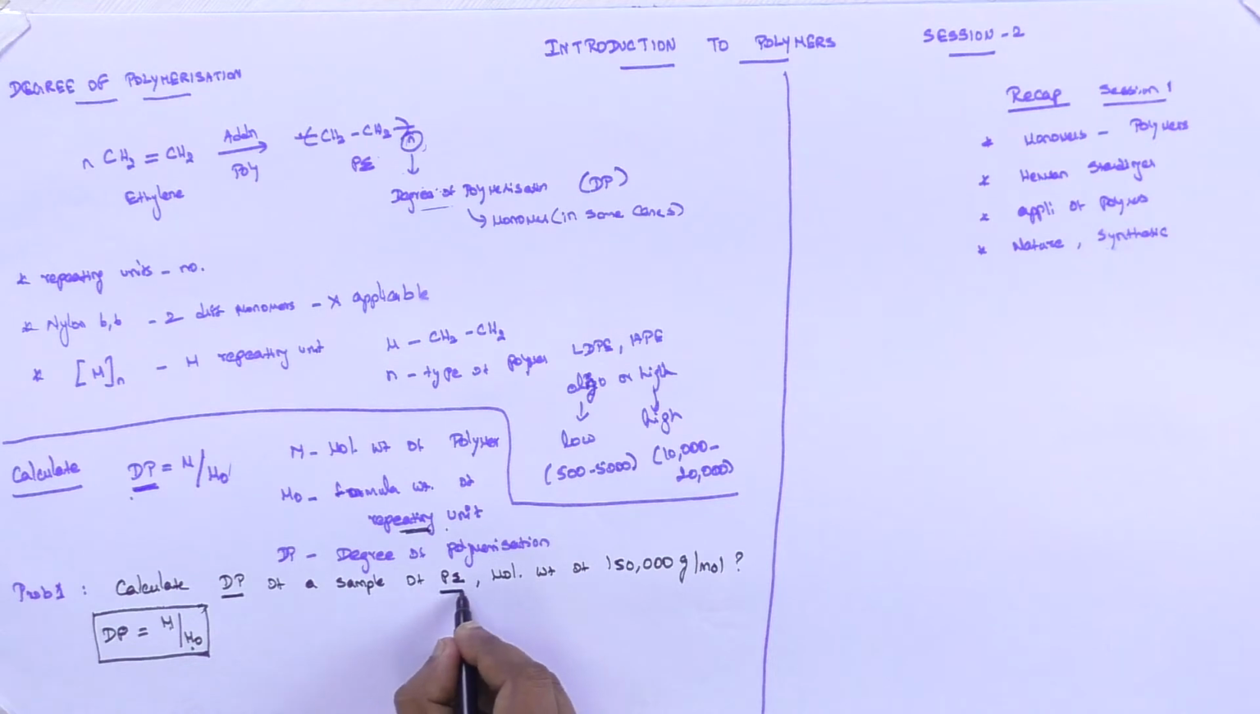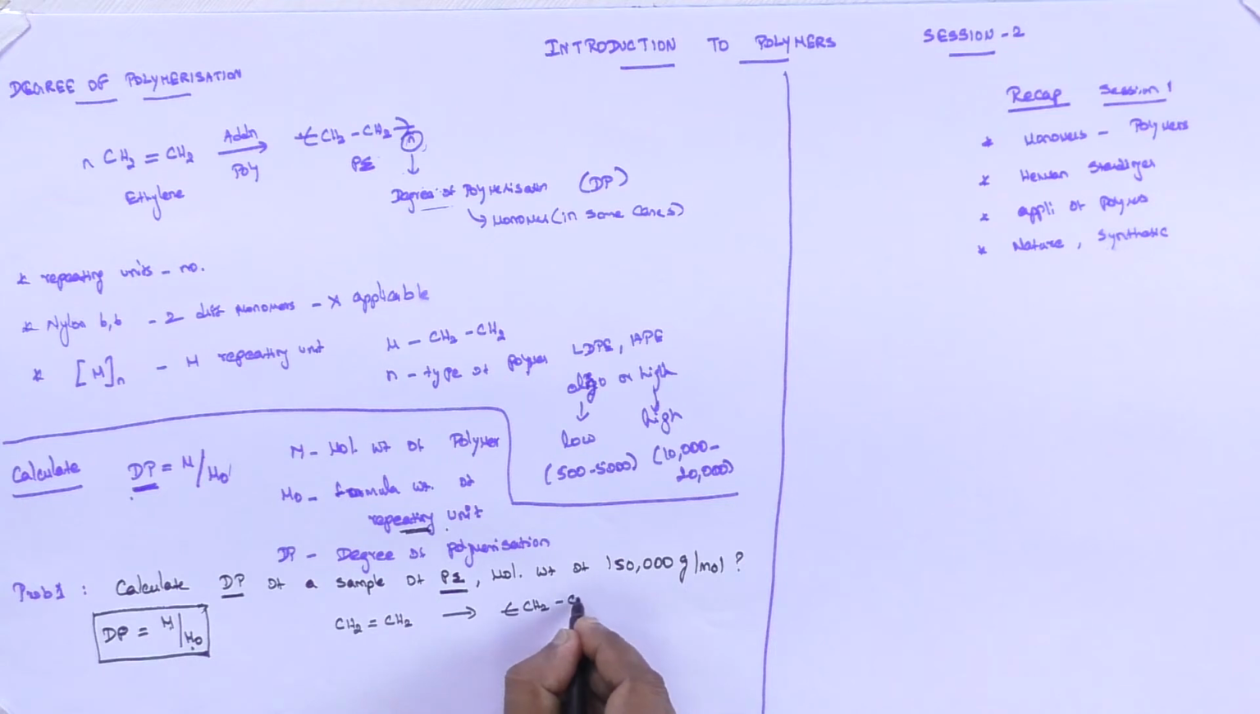In the case of the polymer that is given, polyethylene, let us write the reaction: CH2 double bond CH2 giving CH2 n times. So, the repeating unit here is CH2. What will be m naught then? So, m naught of the repeating unit of polyethylene is equal to, you have CH2 single bond CH2.